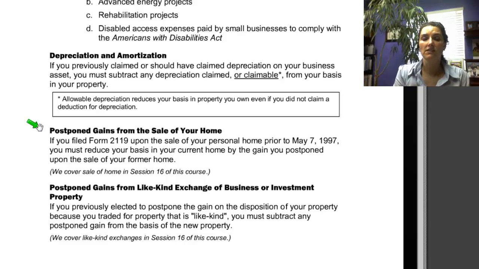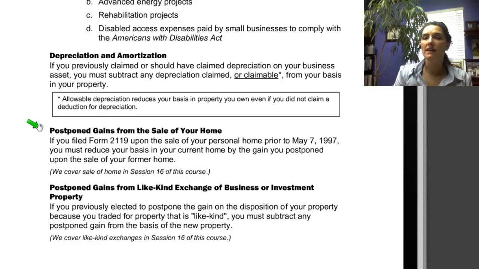So let's just suppose you have a tax client who purchased their house in January of 1997. And when they bought it, they had previously owned another home. And they sold that other home at a gain. Let's just say they sold it for a profit of $50,000.